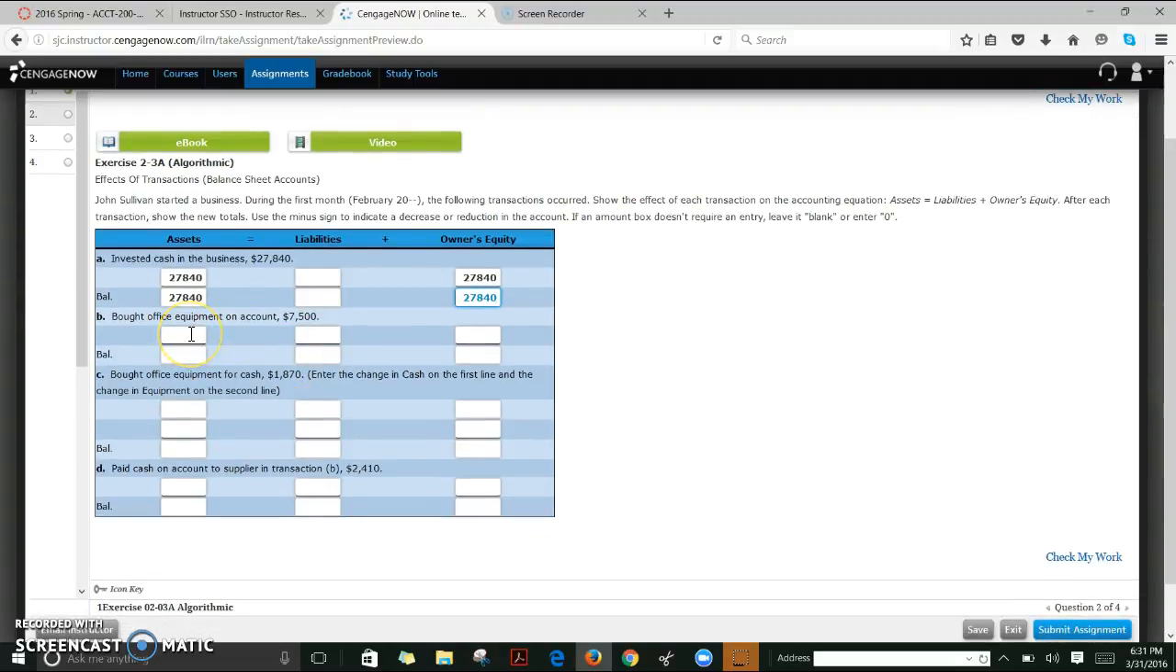Okay, the next one, we bought office equipment on account. So we didn't pay cash for it, but we charged it on account for $7,500. So we have more office equipment because we purchased office equipment and brought it home with us. That increases that asset. And we have more liability because we owe the money. So we add to our liability account.